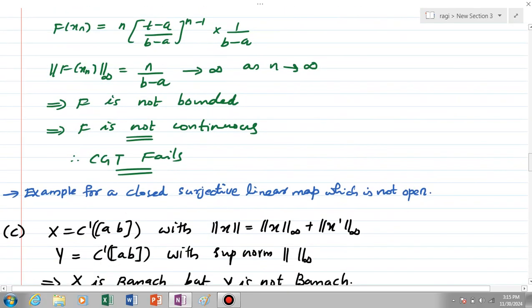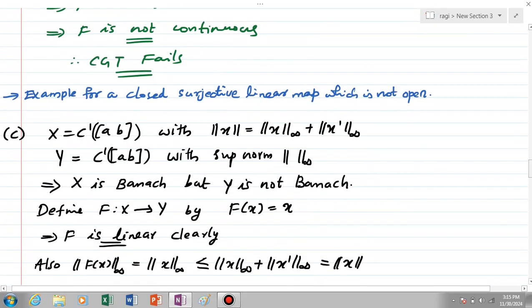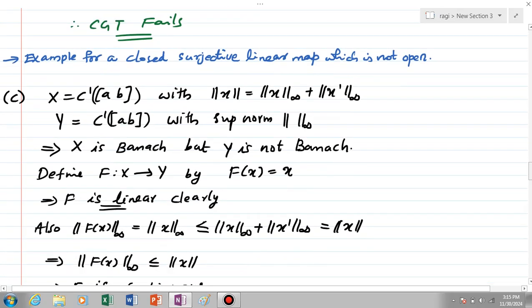Okay, now we will see another example of a closed surjective linear map which is not open. That means another example where the open mapping theorem fails. Here also we choose capital X equal to C' of [a,b] with norm of x equal to norm infinity of x plus norm infinity of x', and capital Y equal to C' of [a,b] with the sup norm. Okay, the same spaces with different norms. Clearly X is a Banach space, but Y is not a Banach space. Okay, define capital F from X to Y by F of x is equal to x.